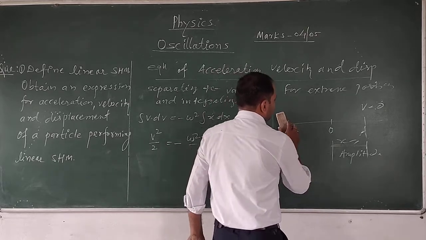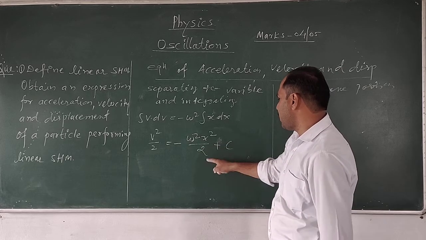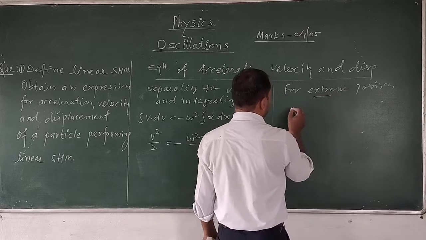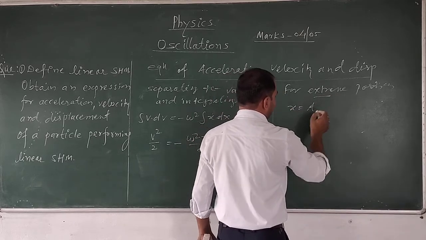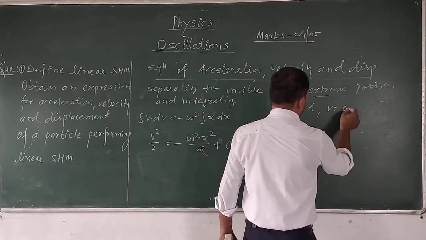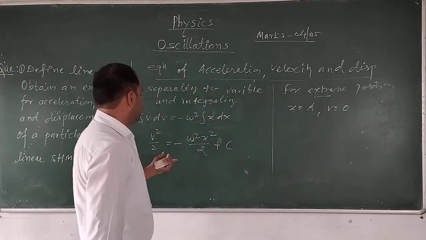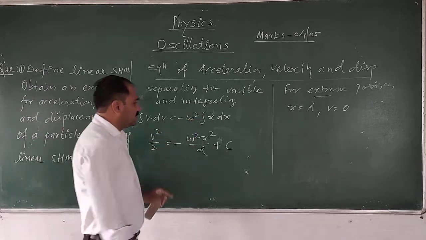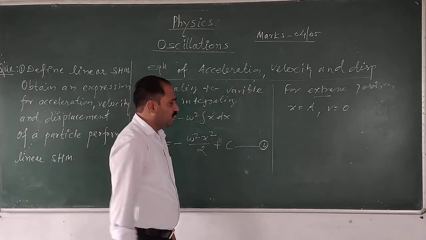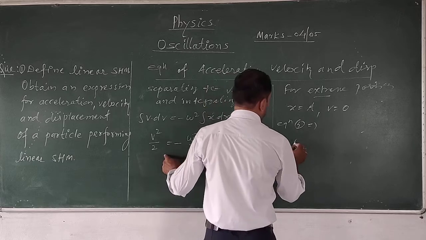Applying this condition to the equation v square by 2 is equal to minus omega square x square by 2 plus c, we will get the new form of the equation. Therefore, at the extreme position, x is equal to plus or minus A depending on the sign, and v is equal to 0. Putting x equal to A and v equal to 0 in this equation, equation number 4 becomes as follows, with v equal to 0.